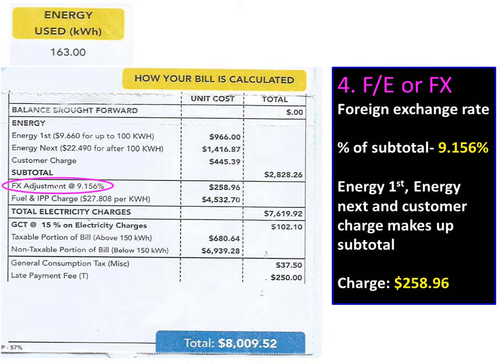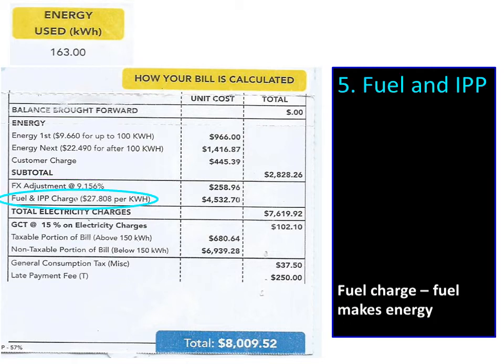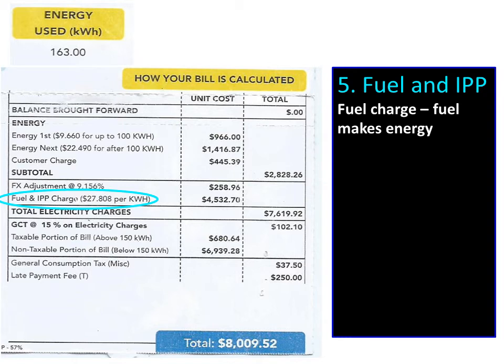All right. So that's the foreign exchange adjustment. I already explained that the subtotal is made up of energy first, energy next, and customer charge. All right. Fuel and IPP. No, the fuel charge. Fuel and IPP is the fuel charge. Because fuel makes energy, it is really fuel, crude oil they call it. That's what we use to make electricity so that electricity can come to your homes. Right? So this is the fuel charge.